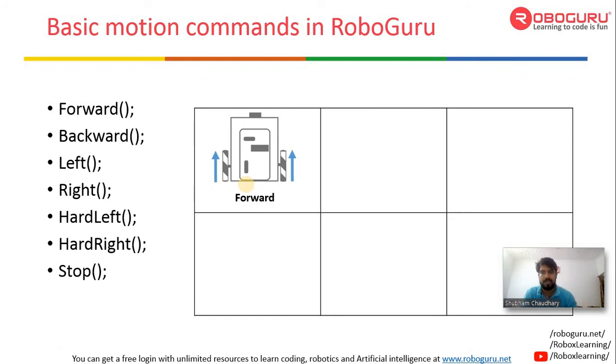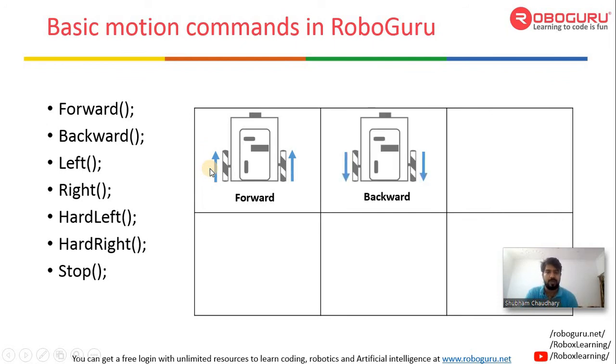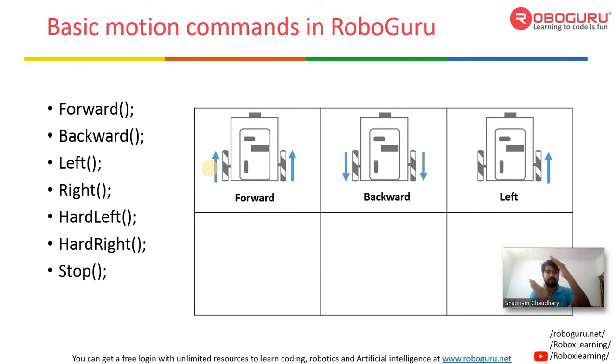Now if we move the right wheel forward and the left wheel forward, the robot will move forward. If we move left wheel backward and right wheel backward, robot will move backward. If we move only the right wheel forward, the left wheel will stop, and the robot will turn left. Similarly for right also.